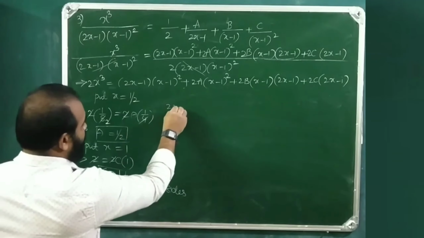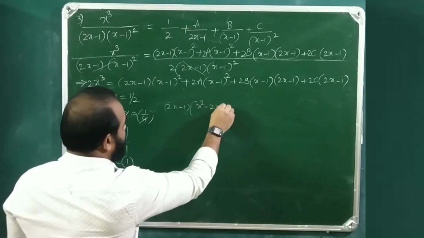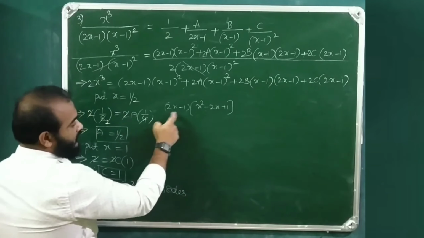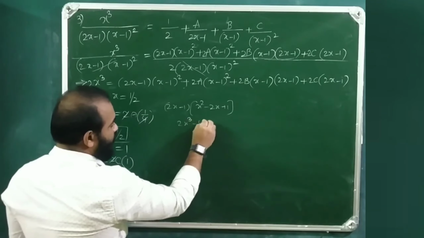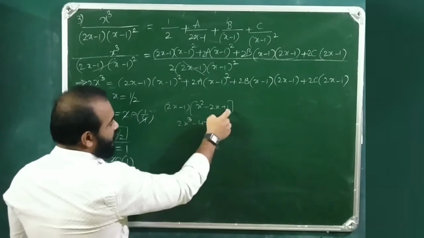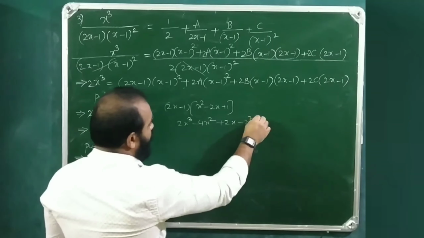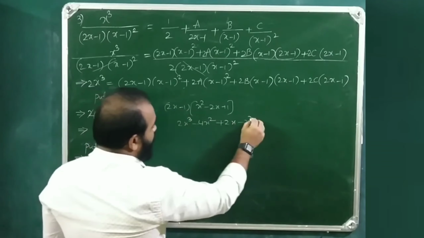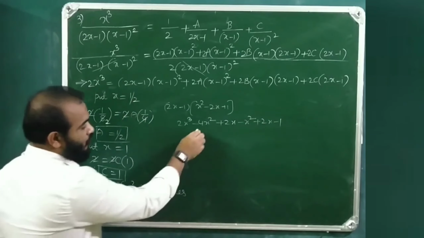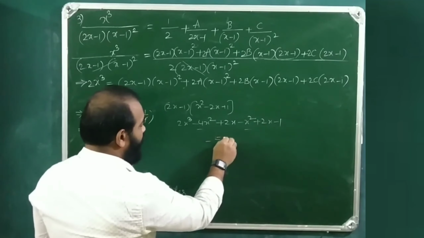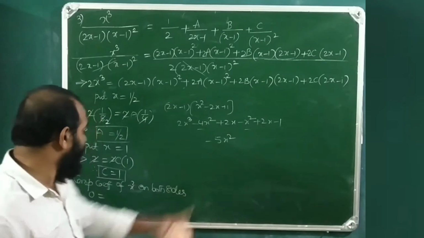So this is 2x minus 1 into, this is x square minus 2x plus 1. So 2x into x square, 2x cube, 2x into minus 2x, minus 4x square, 2x into 1, 2x. Minus 1 into x square, minus x square, minus into minus, plus 2x, minus 1. So here minus 4x square minus x square, minus 5x square. So here the coefficient of x square is minus 5.